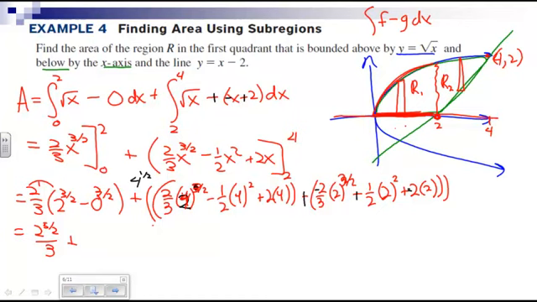You know what? Sorry. This is silly. Ignore what I'm saying. Let me rewrite this. This is 4 to the 3 halves. Are you ready? 4 to the 3 halves. The square root of 4 is 2. 2 cubed is 8. 8 times 2 is 16. This piece is 16 thirds. Done.